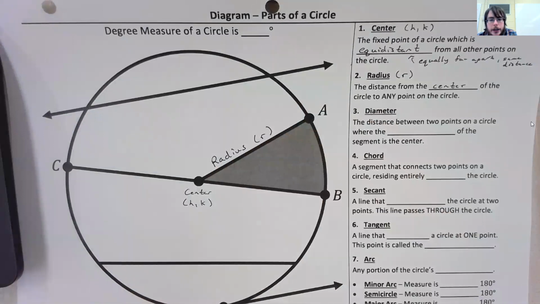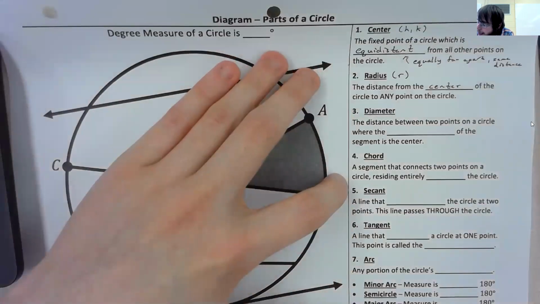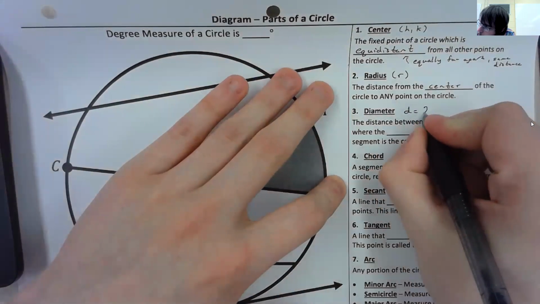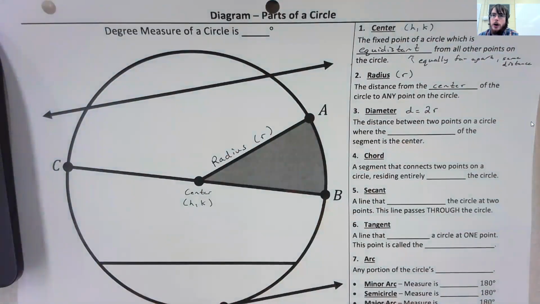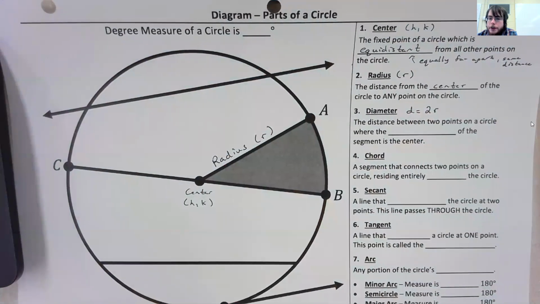All right, next up, our diameter. Now, the diameter, if you remember, had a special relationship with the radius. And the diameter is always twice the length of the radius. So the diameter, d, is always equal to 2 times your radius, r. So if your radius is 25, then your diameter would be 50. If your radius is 42, your diameter would be 84, and so on and so forth. Okay, doesn't matter what your radius is, your diameter is always twice the length of it.